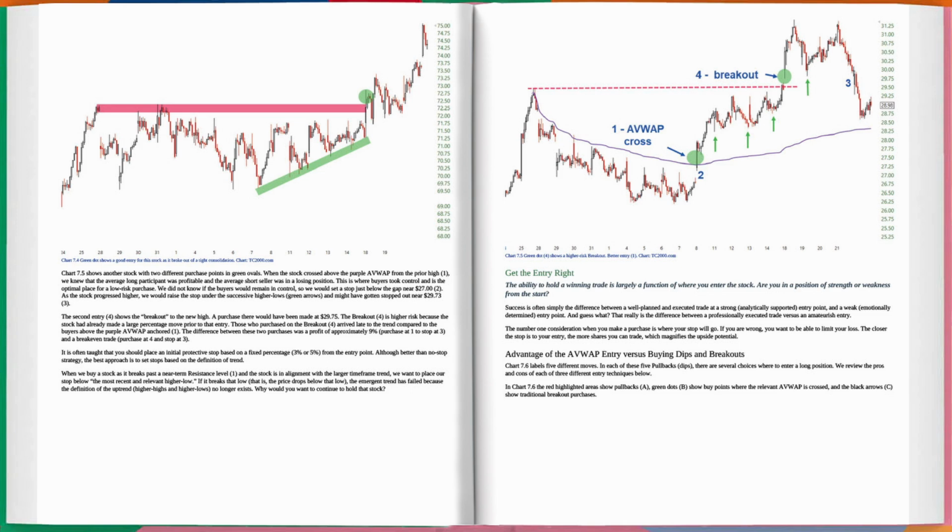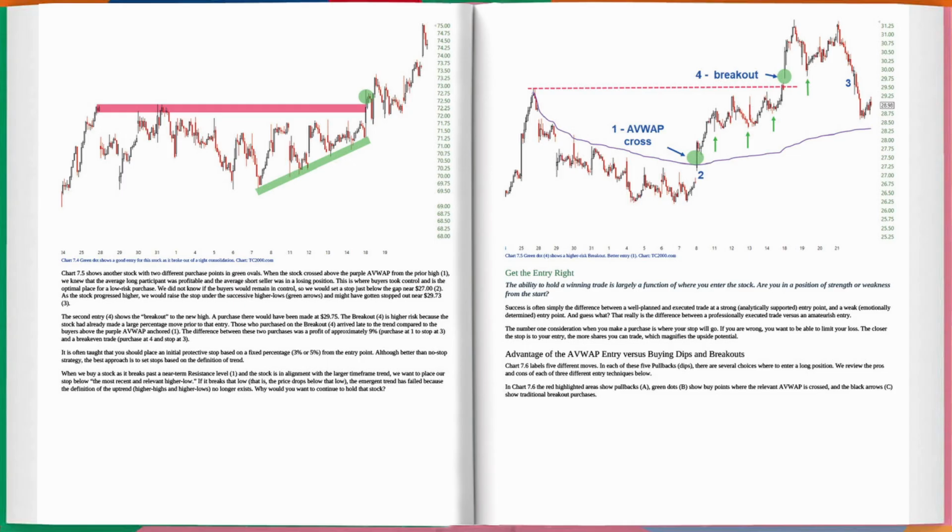$29.73 3. The second entry, 4, shows the breakout to the new high. A purchase there would have been made at $29.75. The breakout 4 is higher risk because the stock had already made a large percentage move prior to that entry. Those who purchased on the breakout 4 arrived late to the trend compared to the buyers above the purple AVWAP anchored 1. The difference between these two purchases was a profit of approximately 9% for the purchase at 1 with a stop at 3, and a break-even trade for the purchase at 4 and stop at 3.